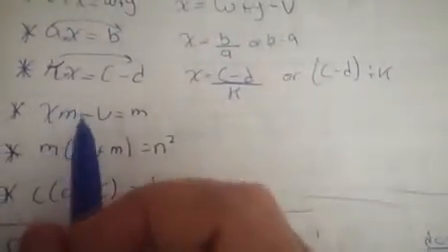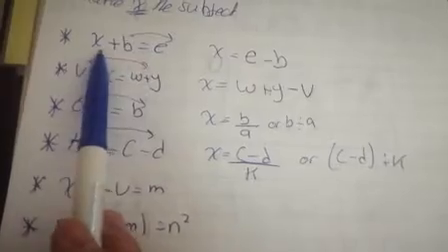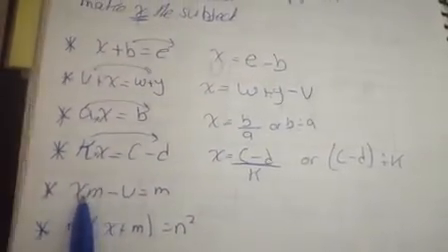Then next, xm minus v equals m. We need the x to be alone. Here we're going to use the order of operations. All of these questions were one operation only: plus, plus, multiply, multiply. Here we have multiply and subtract. So we're going to use order of operations.